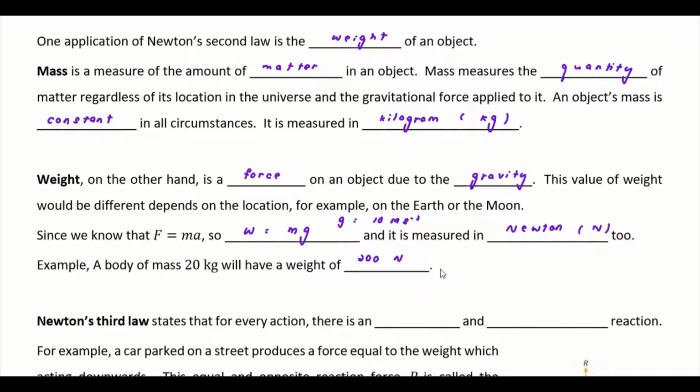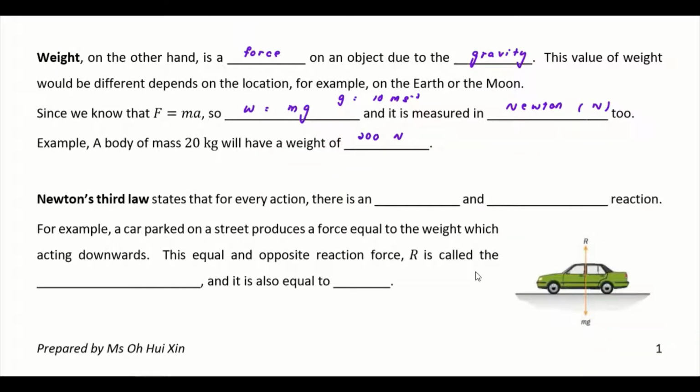Okay, so now we are moving into the third law. Newton's third law states that for every action, there is an equal and opposite reaction. For example, let's say there's a car parked on the street. The force that is very obvious to us is the weight, which is acting downward. This is the weight, which is equal to mg.